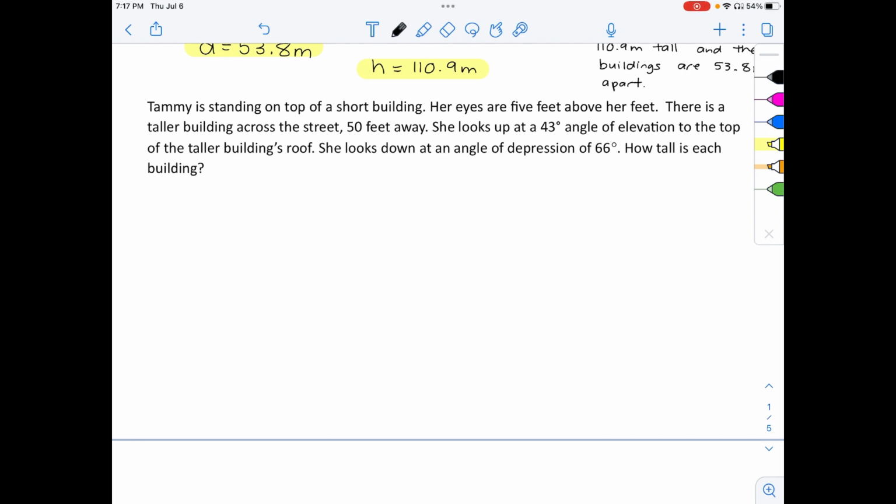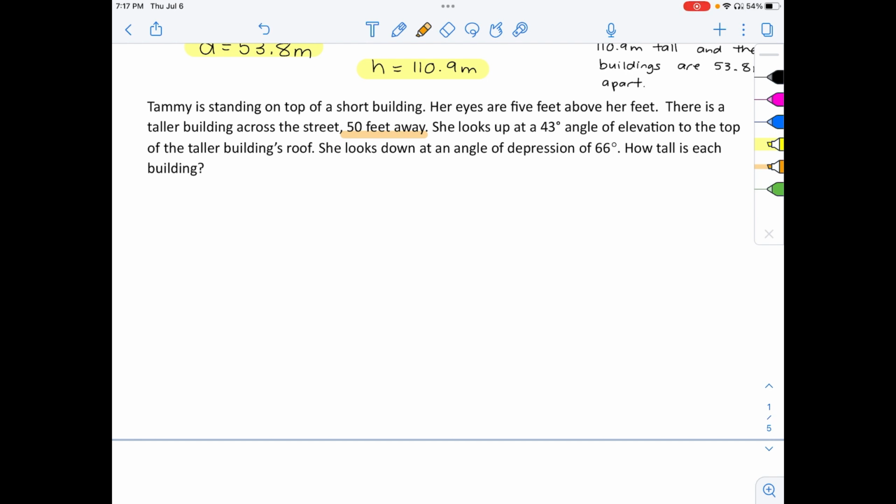So from just the initial read through of the question, it can seem like that's a lot of information that's kind of confusing. So I like to go through and pull out the important information, which typically is the information that has numbers with it. So we know there are two buildings in this scenario. There's a shorter building and a taller building. The distance between them is 50 feet.